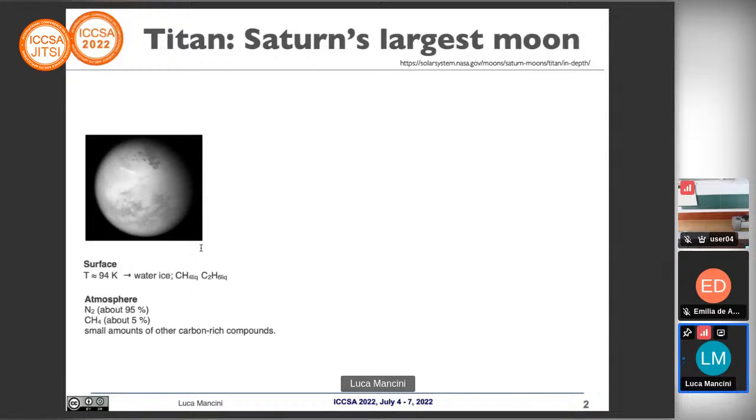Considering its distance from the Sun, the temperature on Titan is very low. At the surface, we have a temperature of around 94 Kelvin, which means that all the water is present as water ice, and there are liquids like rivers, lakes, and a liquid cycle, which can be similar also to our water cycle on Earth, made of methane and some traces of ethane.